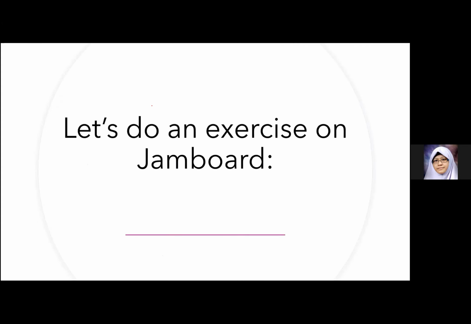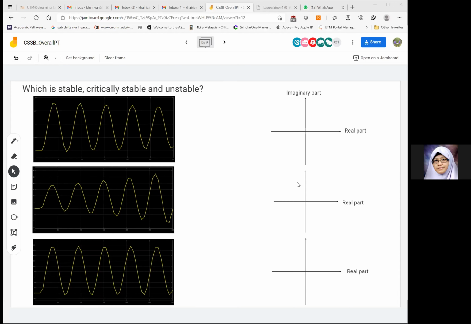Otherwise, it is unstable. So I want you to do an exercise on Jamboard. Go back to that Jamboard. And I want you to plot the poles with x's, with a small x. So which one is stable, which one is critically stable, which one is unstable, and you just plot which part is with an x.